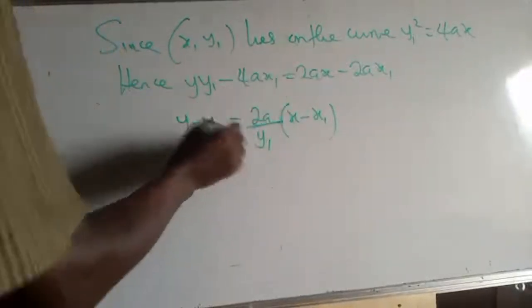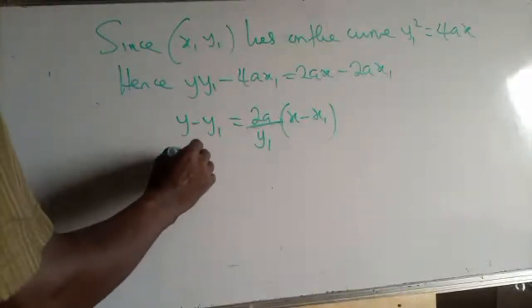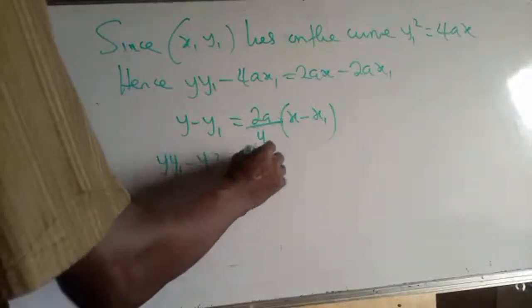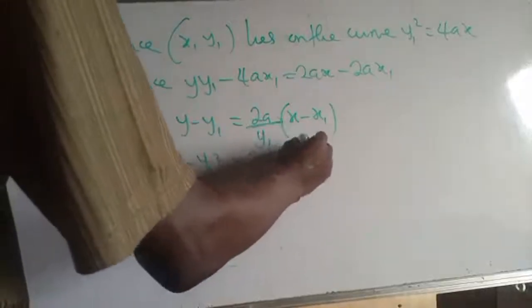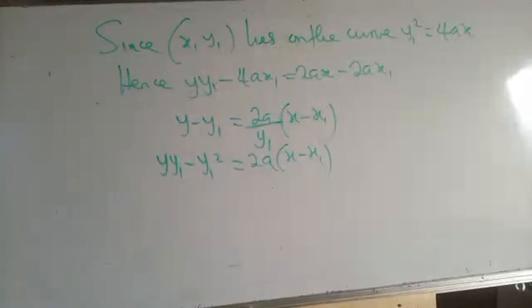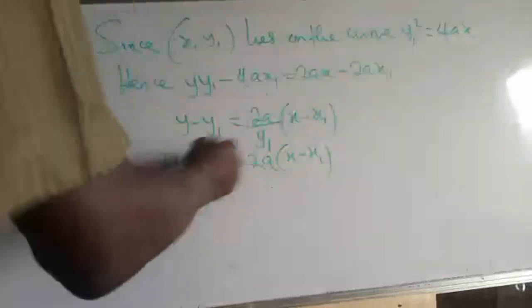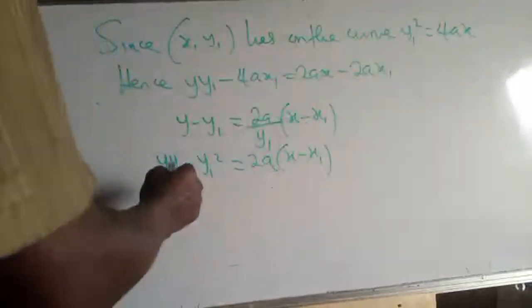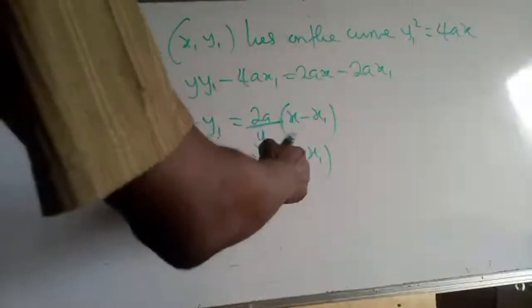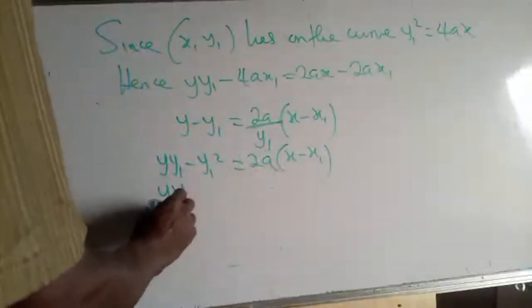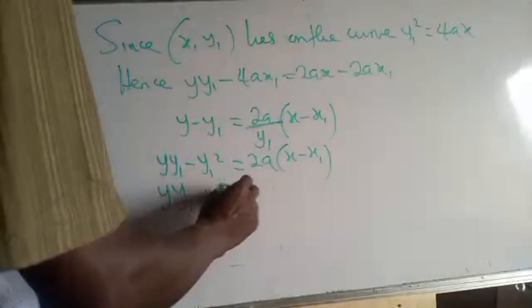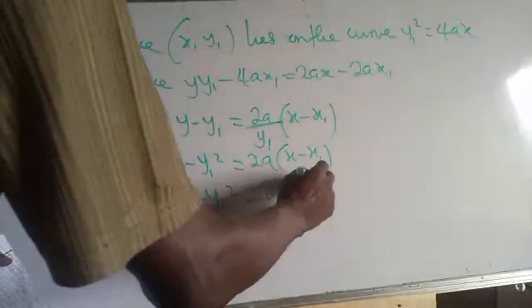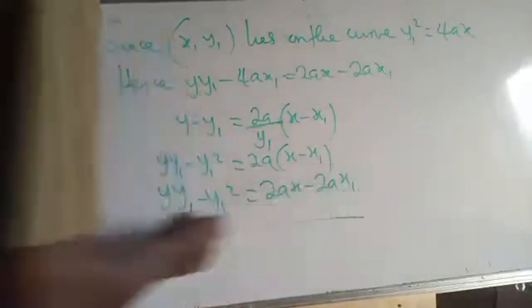You have what? y1 minus y1 squared is equals to 2a into x minus x1. So by the time you open up, you will get something like this. Okay? And remember your y. Okay, now let's open up. So we have what? We have opening up, we have y1, minus y1 squared is equals to 2ax minus 2ax1.